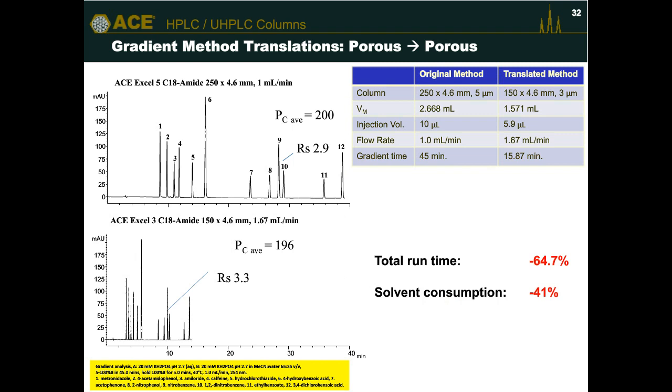So again, gradient translation shouldn't be taxing, they shouldn't be hard work if you follow these principles. Scaling the injection volume, scaling the flow rate, and making sure that the gradient time is correct based on those values. So here you can see we have a good peak capacity, and we have good resolution of our peaks 9 and 10. We saved a lot of time, and we saved a lot of solvent.